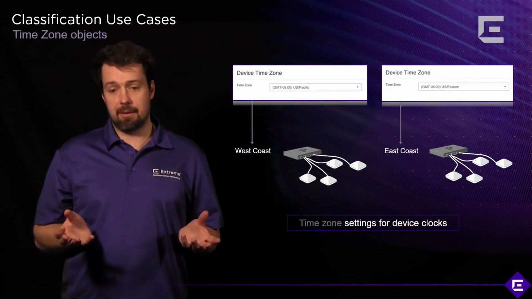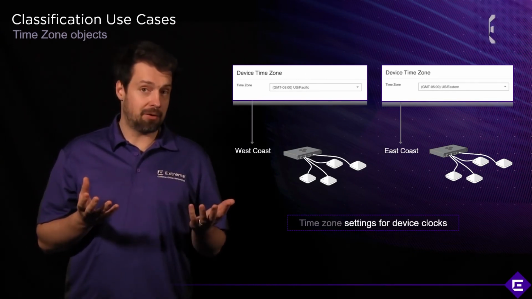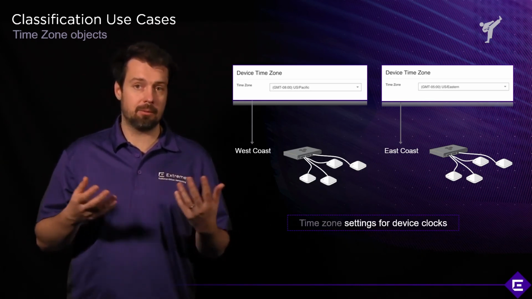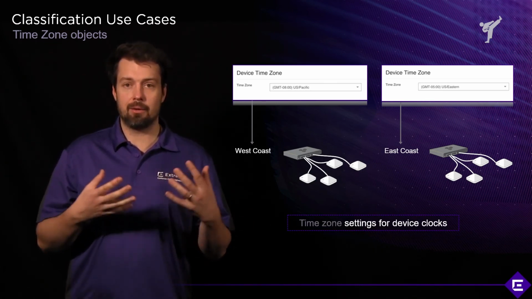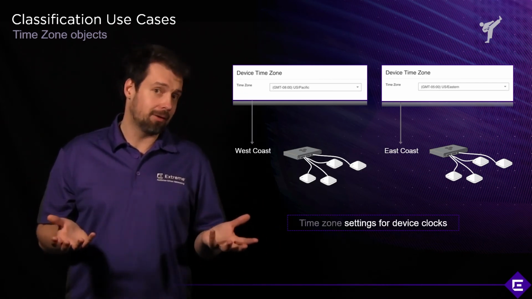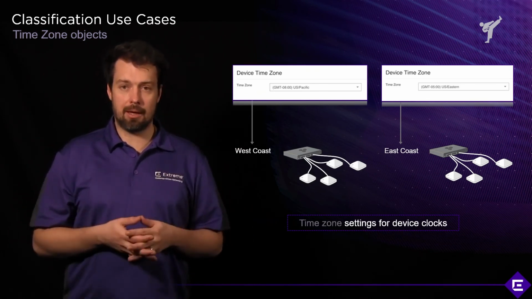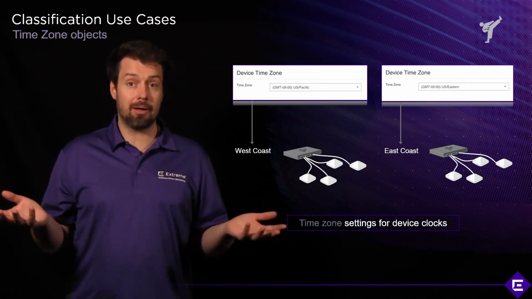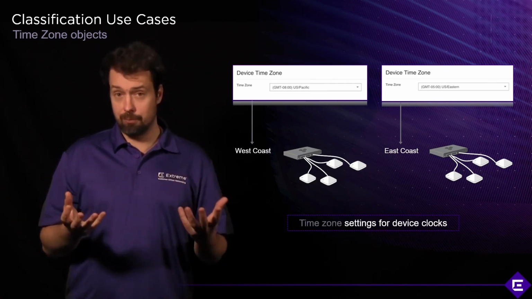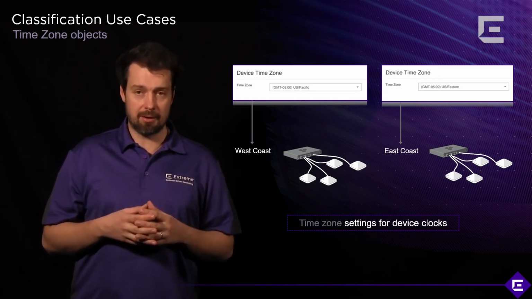So a couple of other examples of how you can use classification rules. Maybe not necessarily just based on location. You could use time zones. So time zone assignment is going to be important when you want to make sure that your devices have the correct clock, which is important for things like certificates, SSL communication, logging, syslog communication, and everything that would be dependent on a time setting. And there's a lot of things in networking that depend on having your clock synchronized correctly.